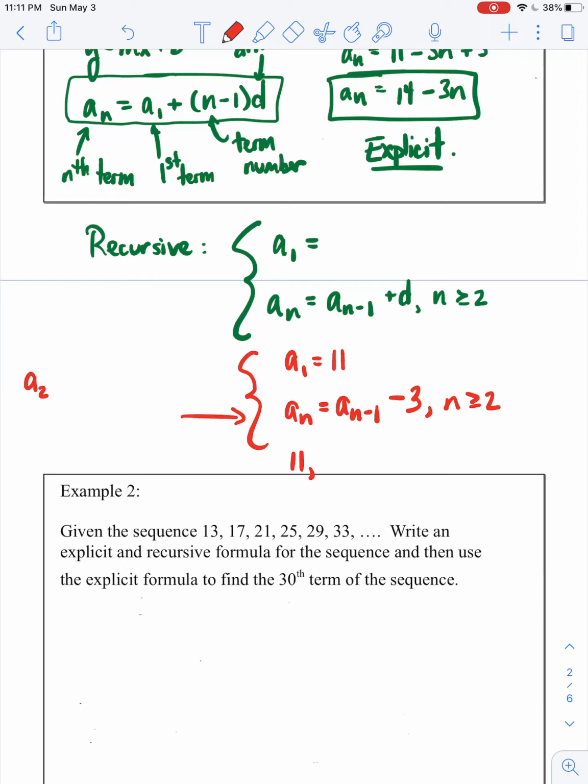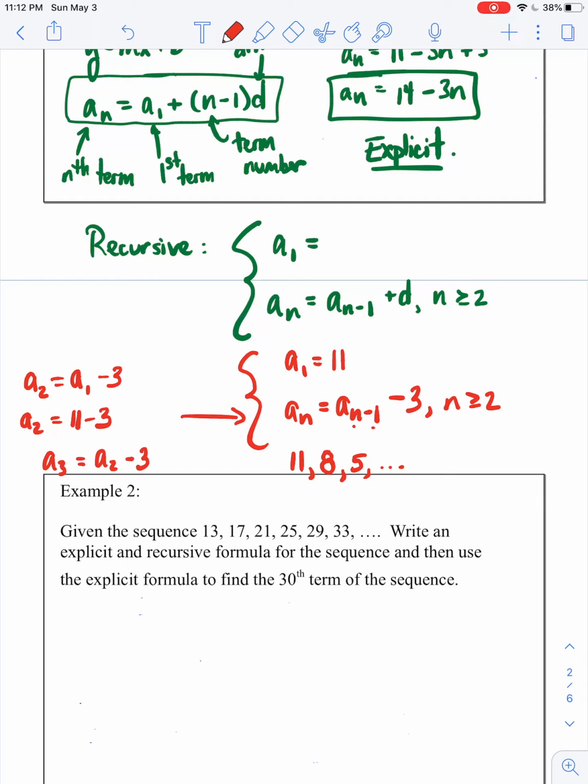So if I wanted the second term, it would be A subscript 2 equals A subscript 2 minus 1 minus 3. So in other words, A2 is take the first term 11 and subtract 3, right? Which would then give us 8. And then if I wanted the third term, you would take the second term and subtract 3. Well, the second term was 8, so 8 minus 3 is 5.